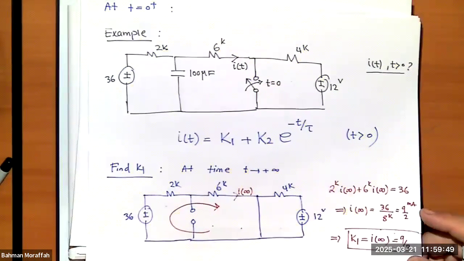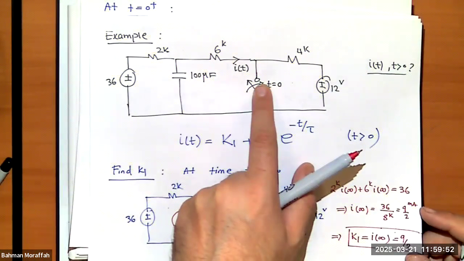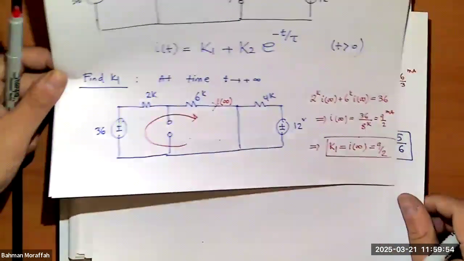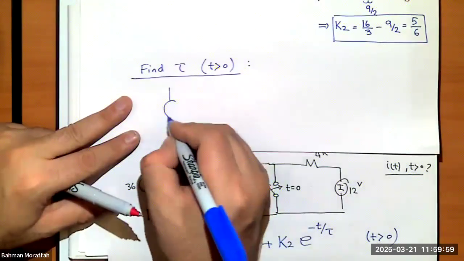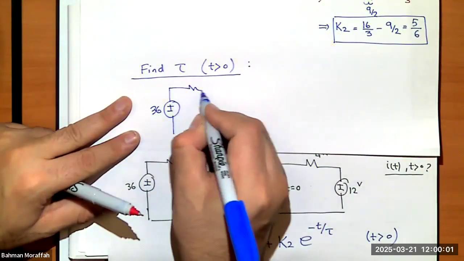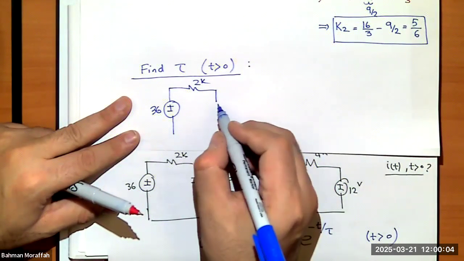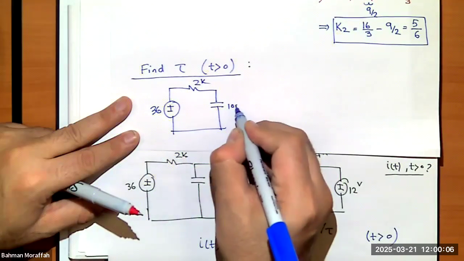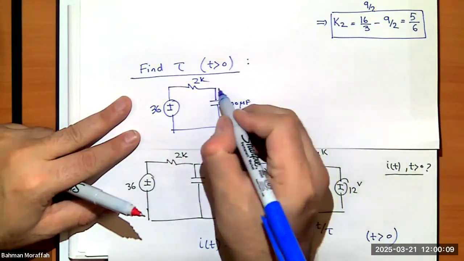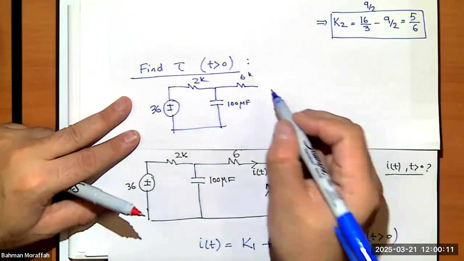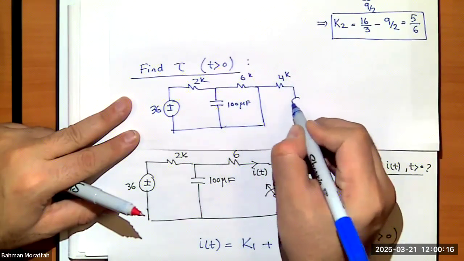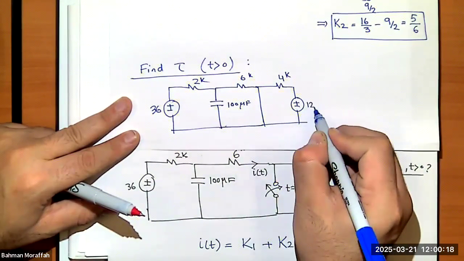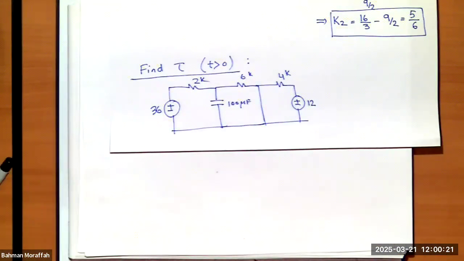So what does the circuit look like? Well, this is closed, right? So my circuit would look like this. I have this 36. I have 2K. I have 100 microfarad. I have a 6K. I have a 4K. And I have this 12.